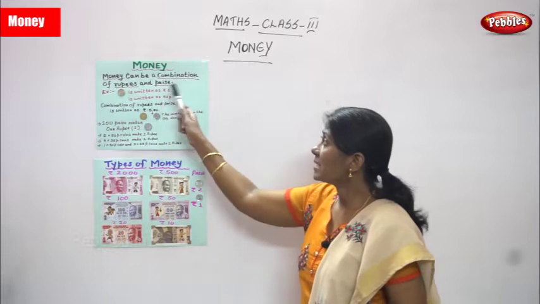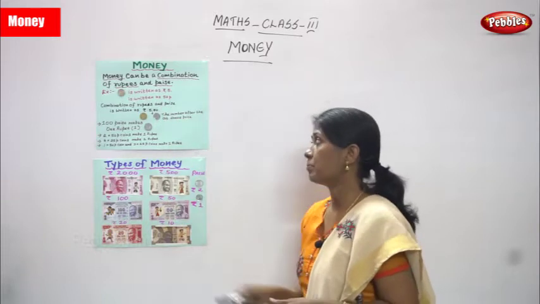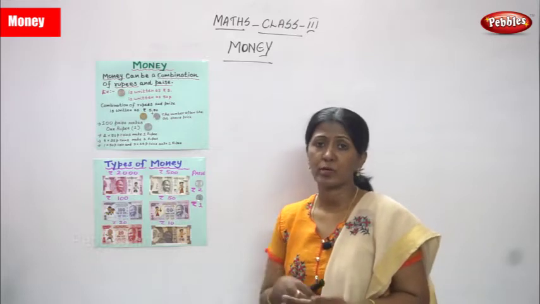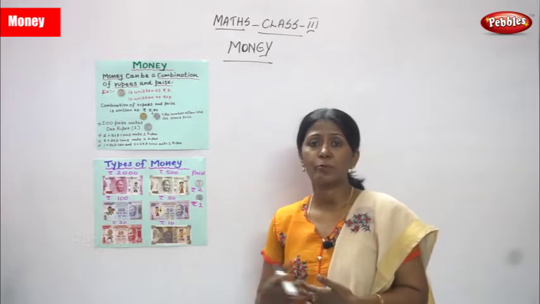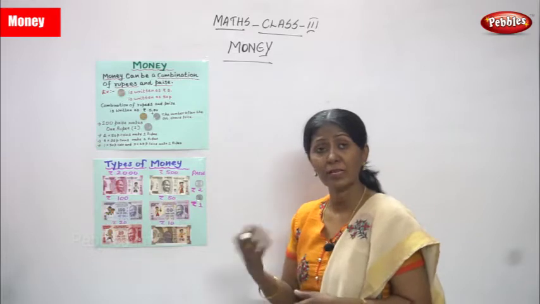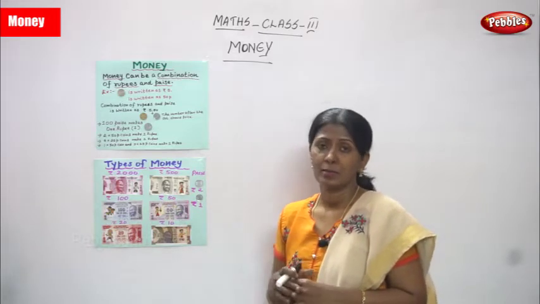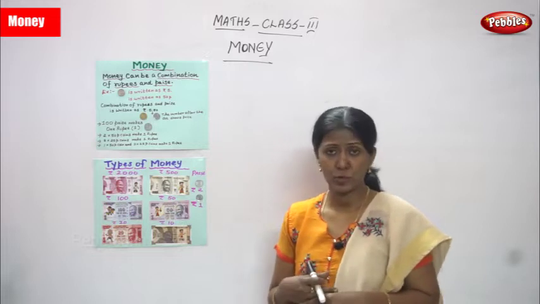Okay. So money can be a combination of rupees and paise. If we want to buy anything, for food, water, or anything. Nowadays, everything we have to buy with the help of money only. So money is a very, very important criterion in our day-to-day life.